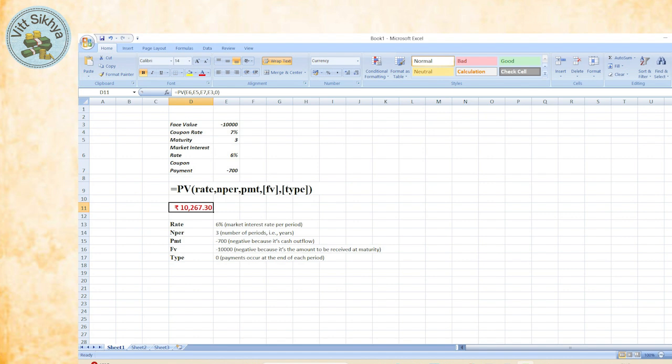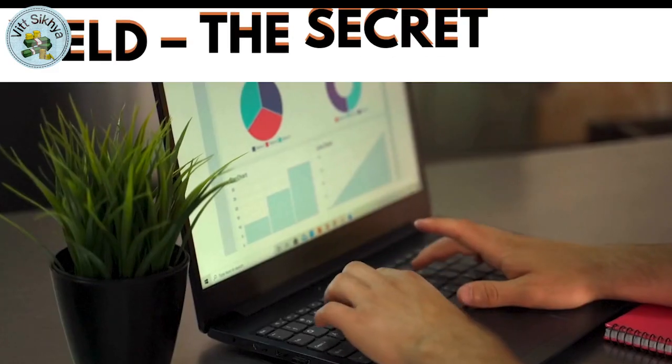Again, negative because it's the amount to be received at maturity. And type is equal to 0. Payments occur at the end of each period. This will return rupees 10,270.34 rupees, matching our manual calculation.